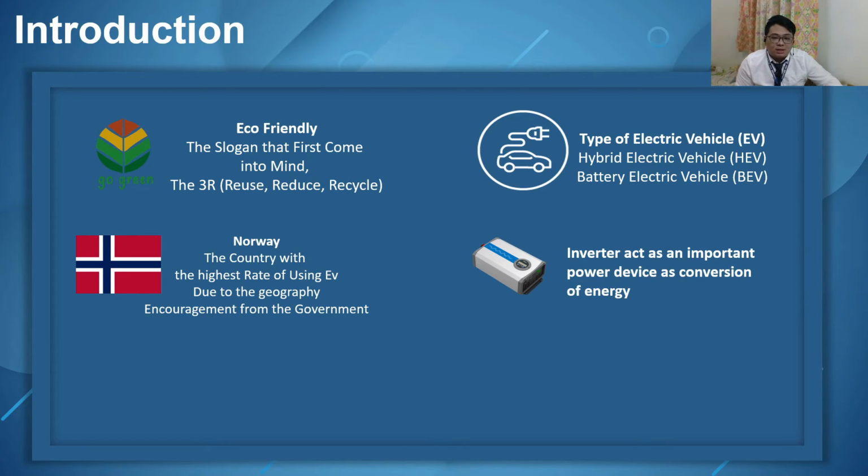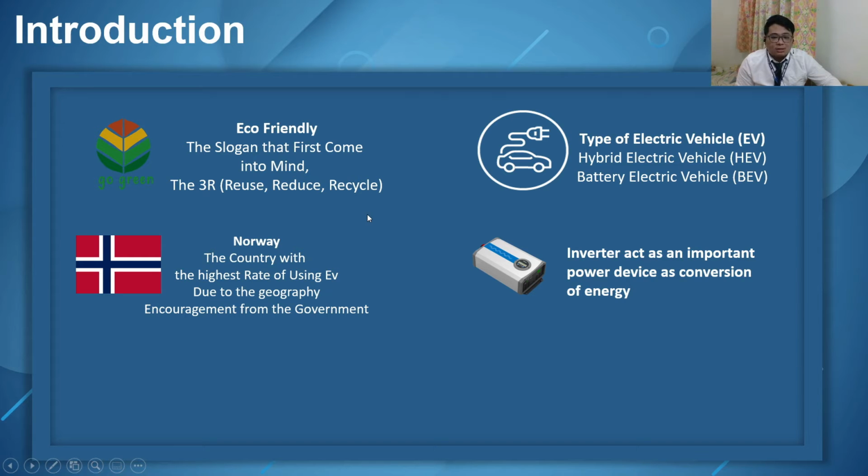Next, to build an electrical vehicle, there are a lot of components inside the vehicle, such as battery, motor driver, inverter, and other power devices. An inverter is the most important power device, as it converts the energy in the battery to drive the motor, which converts the type of electricity from DC current to AC current.